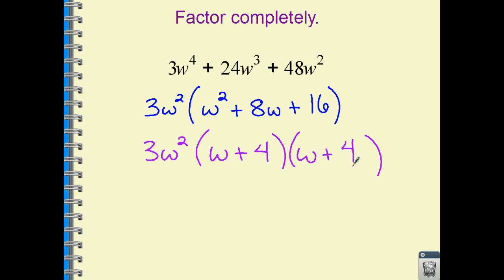Okay. Final answer recognition. Make sure that it is in the simplest form. And we have 2W plus 4s. So let's shorten that by saying W plus 4 quantities squared, because there are 2 of them. Final answer.